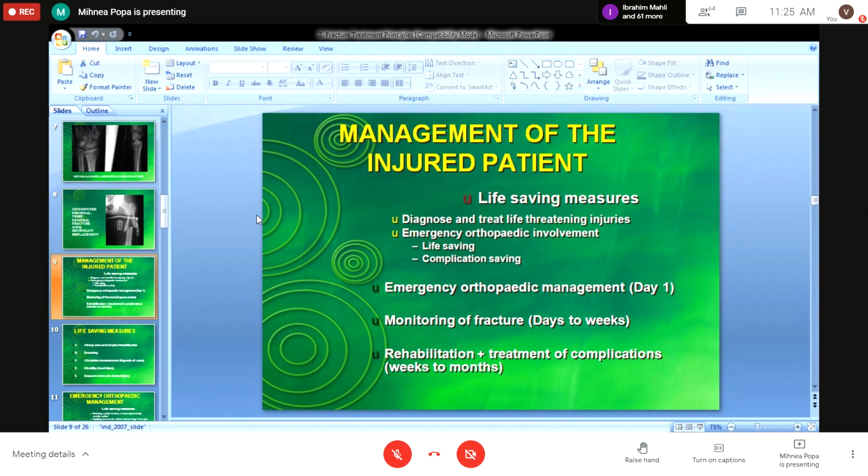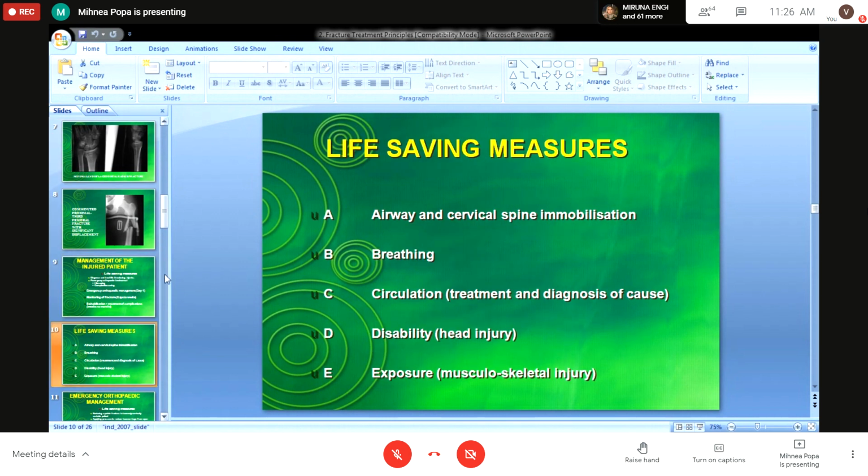Of course, we will monitor the fracture, and in the next stages, the next days, the next weeks, we will do a complete treatment of that fracture. And again, after we treat it, the rehabilitation is very important. I stress on this because it's very, very important.